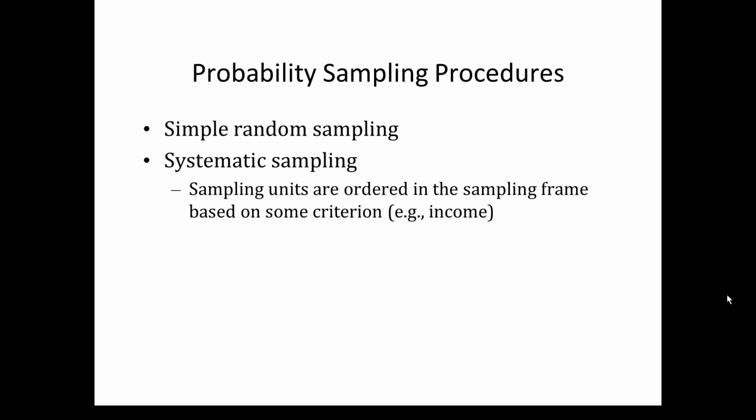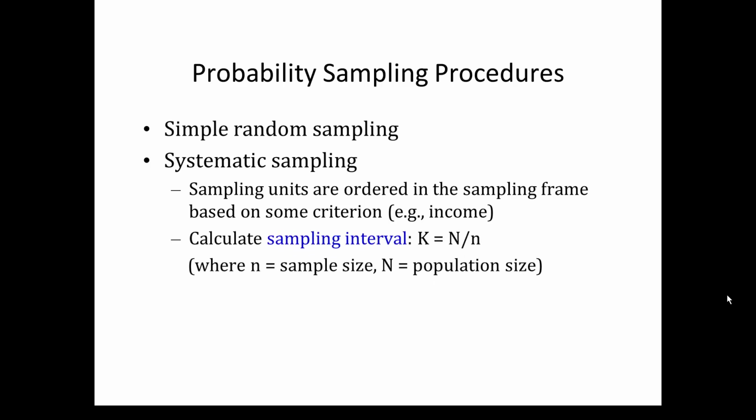For example, if we are sampling firms and we want to ensure that firms of different sizes have a chance of being included, we would order the sampling frame in increasing order of size from smallest to largest. Then we calculate the sampling interval k, which is the ratio of the population size, that is the number of sampling units in the frame, to the desired sample size. For example, if the sampling frame has 1,000 firms ordered by size and we want to pick a sample of 50 firms, then the sampling interval is k equals 1,000 divided by 50, which equals 20.